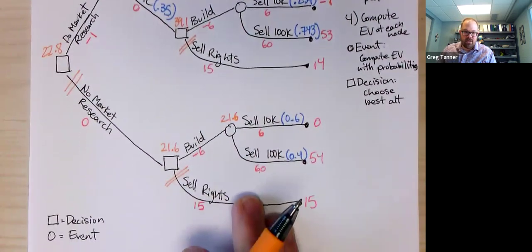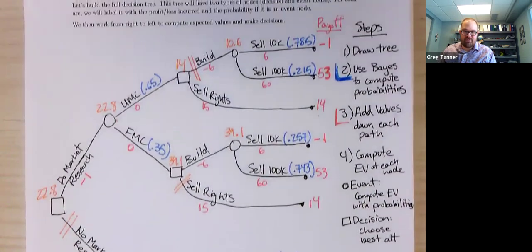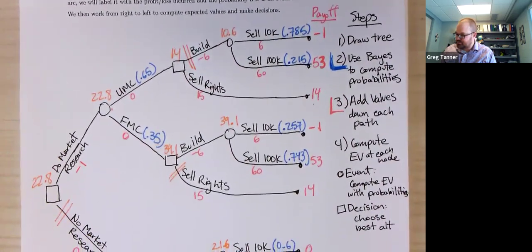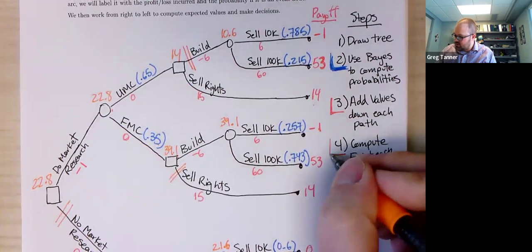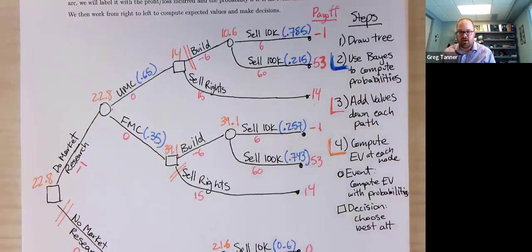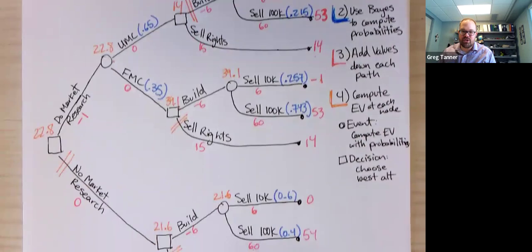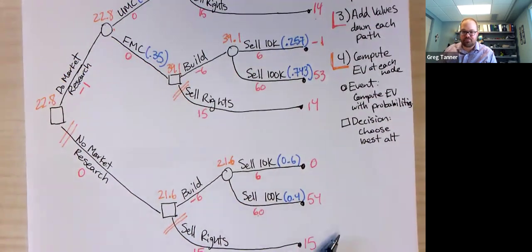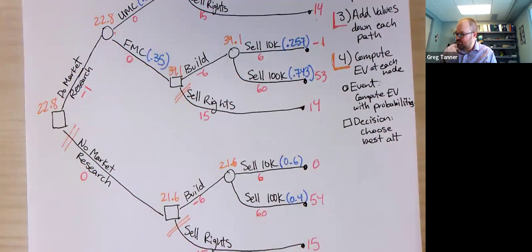Okay, so this summarizes everything we did. And yeah, step 4, compute the expected value at each node, moving from right to left. So that's it for this example in this video.